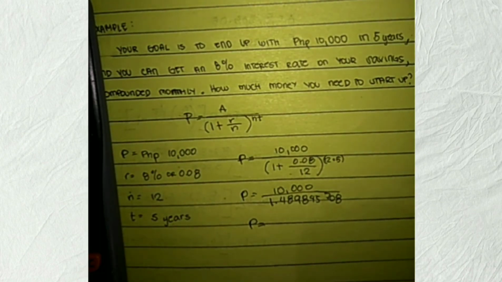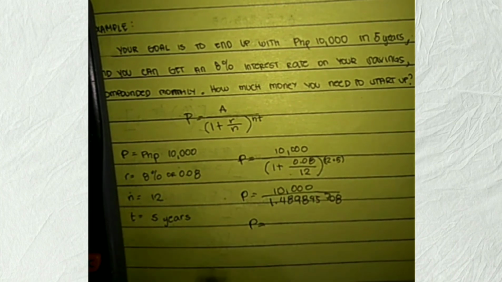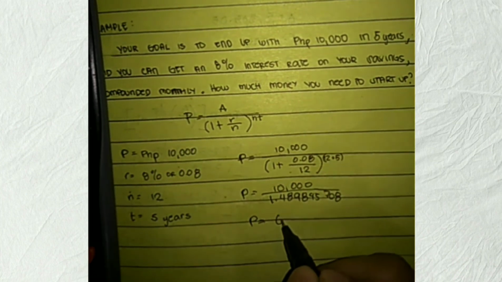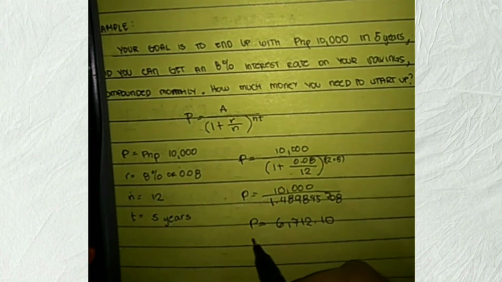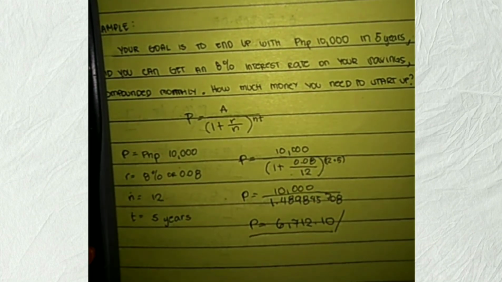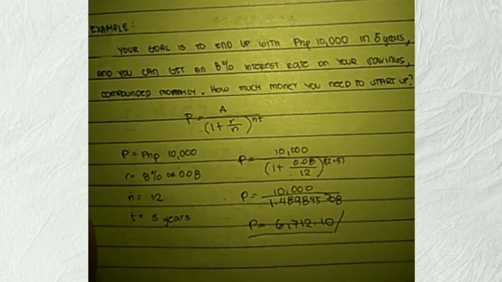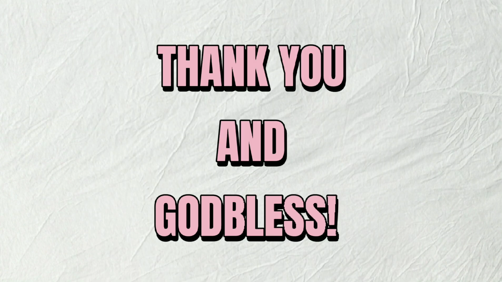10,000 divided by 1.489845708 equals 6,712.10. So you need to start off with 6,712.10 pesos to achieve your goal.